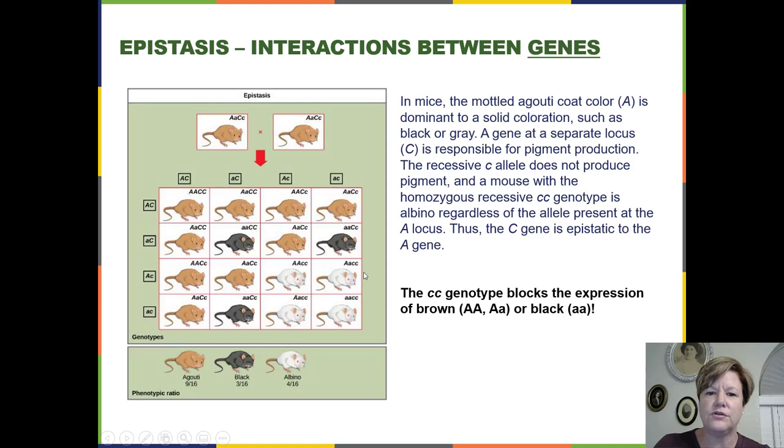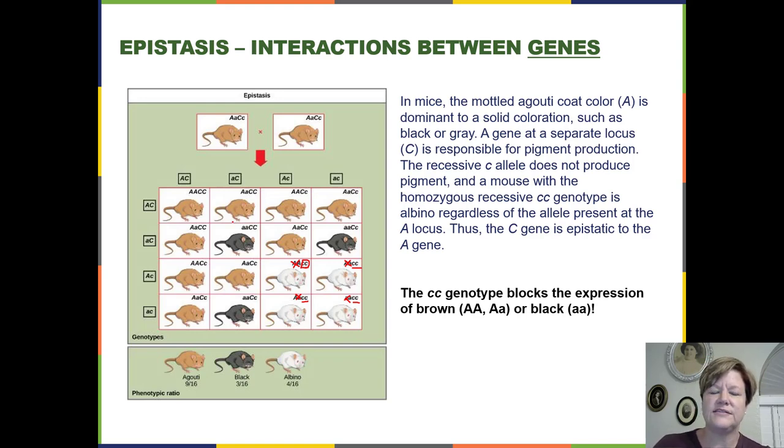And so if you have an individual, a mouse that's little c, what happens is that it doesn't matter what's on the A allele, little c blocks any other color. So even though this one's big A, which should be brown, it's also little c, and little c overrides big A. Little c overrides big A, little a. Big A, little a, it's like none of that matters. If you have a little c, it blocks the A allele, the expression of the A.